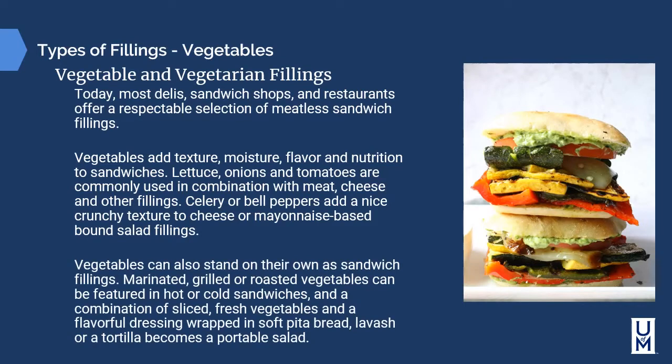Vegetables can also stand on their own as a sandwich filling. Marinated, grilled, or roasted vegetables can be featured in hot or cold sandwiches, and a combination of sliced fresh vegetables and a flavorful dressing wrapped in soft pita bread, lavash, or tortilla becomes a portable salad.